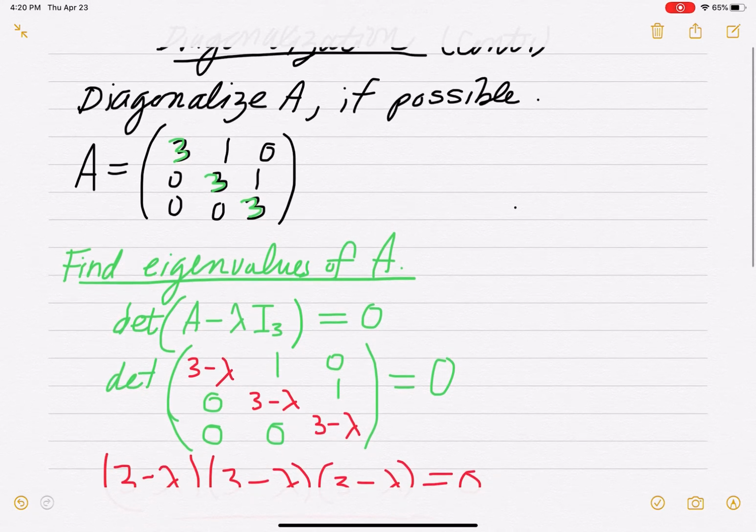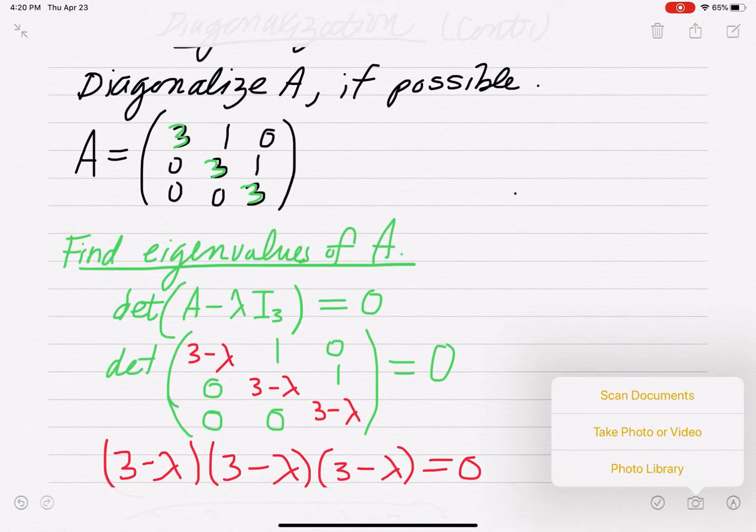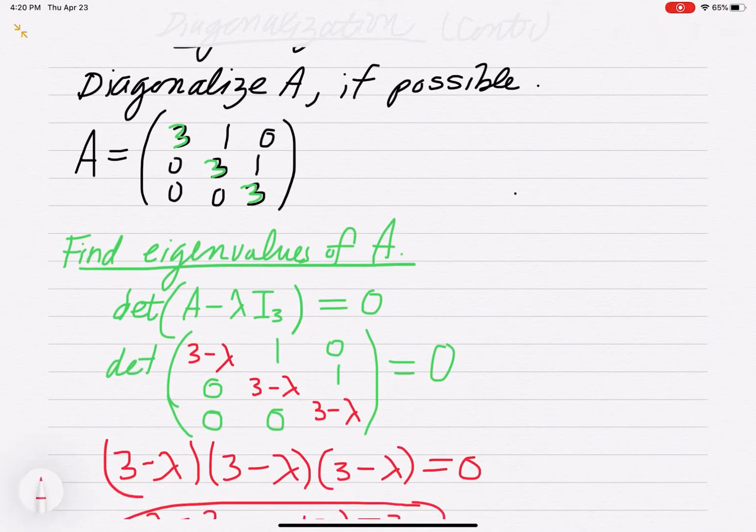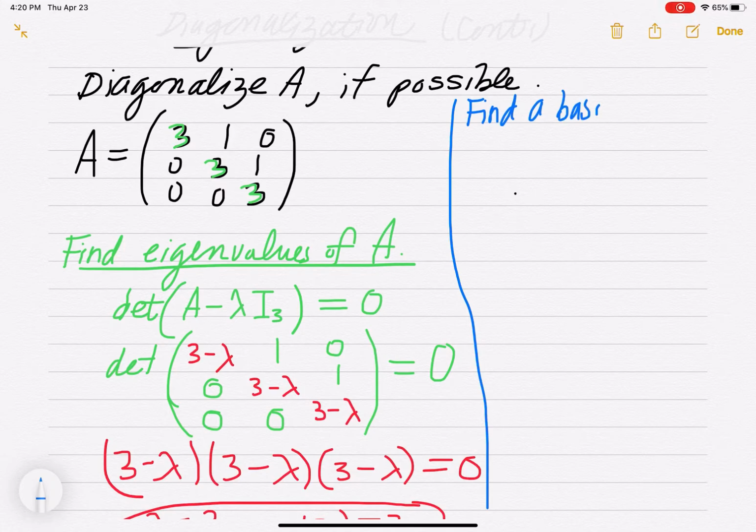All right, so let's see. We're going to look for, find a basis for the eigenspace E3 of A, the eigenspace associated with the eigenvalue 3. So let's look at A minus 3I augmented with the 0 vector, right?